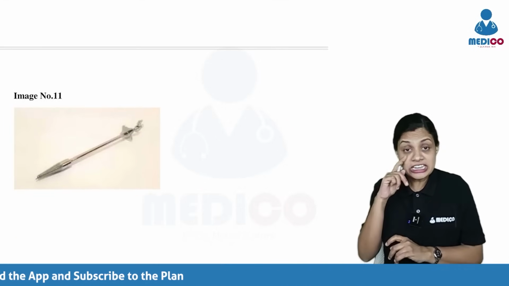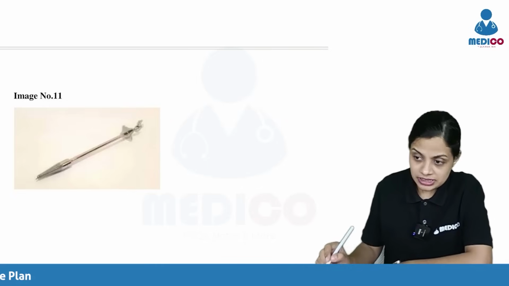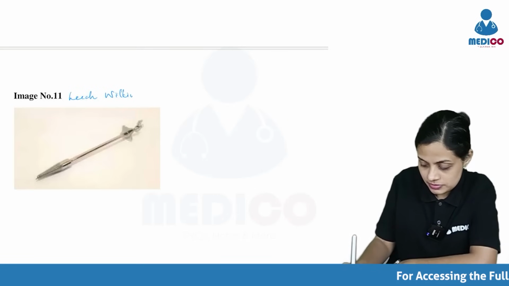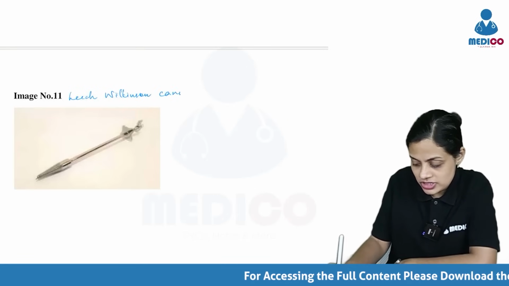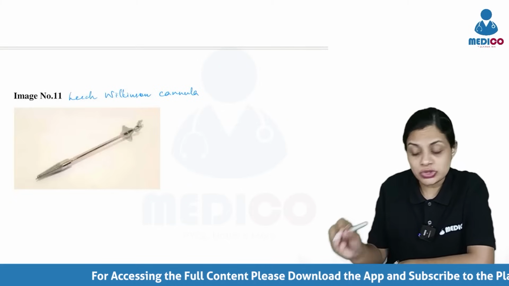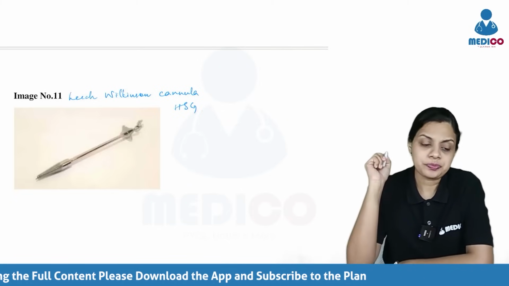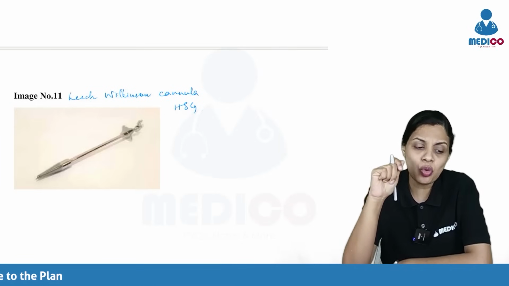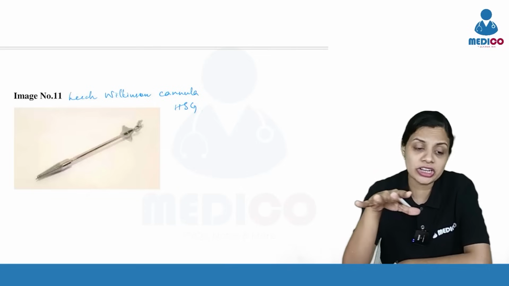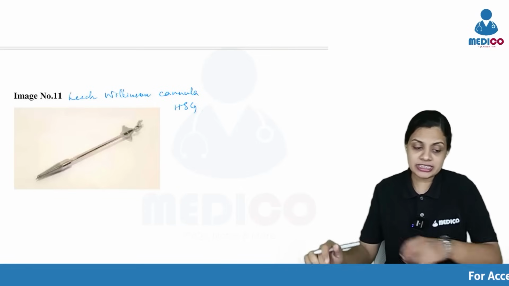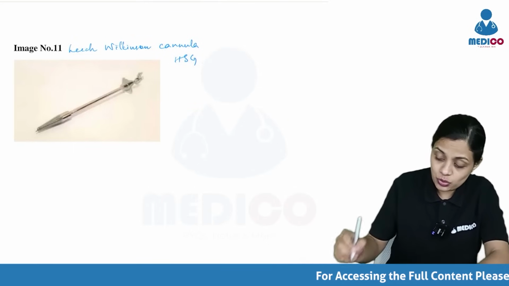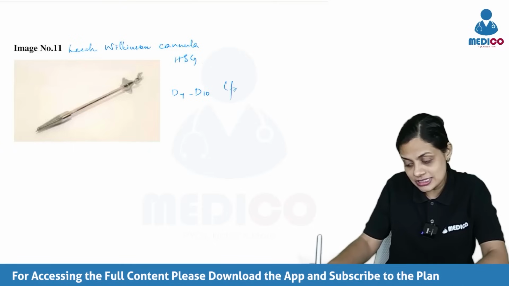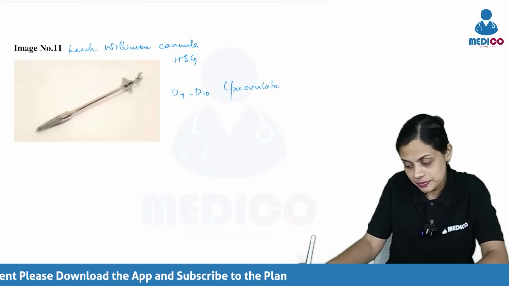This is an image of an instrument. What is this instrument? This instrument is the Leach-Wilkinson cannula. What is the Leach-Wilkinson cannula used for? It is used in hysterosalpingogram. What is done here? In hysterosalpingogram, an iodinated water-soluble dye is passed into the uterine cavity with this Leach-Wilkinson cannula. It is followed by serial X-rays. When is this done? From day 7 to day 10 of the cycle. That is, it is done in the pre-ovulatory phase.